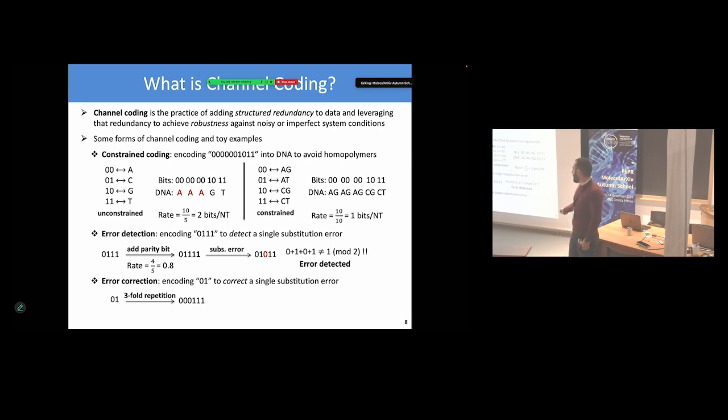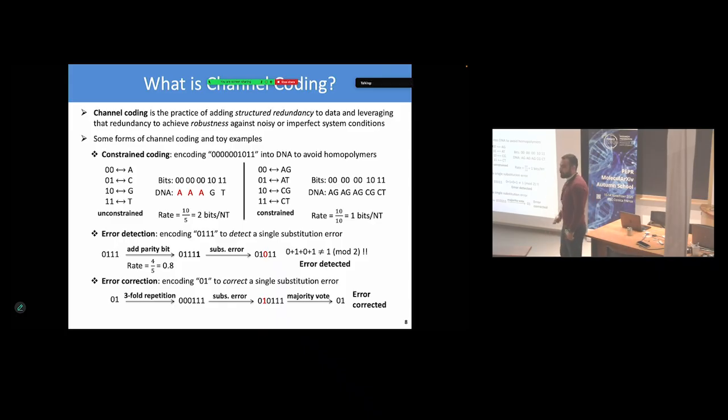Now, if I have one substitution error anywhere, in this example it's the second bit, how would I use this redundancy to correct that error? Any ideas? Majority voting. Exactly, majority voting. So I do majority voting over windows of size 3. In the first 3, I have 2 zeros and a 1, so I decode a 0. And in the last 3, I have 3 ones, so obviously it's a 1. With majority voting, my error is corrected.